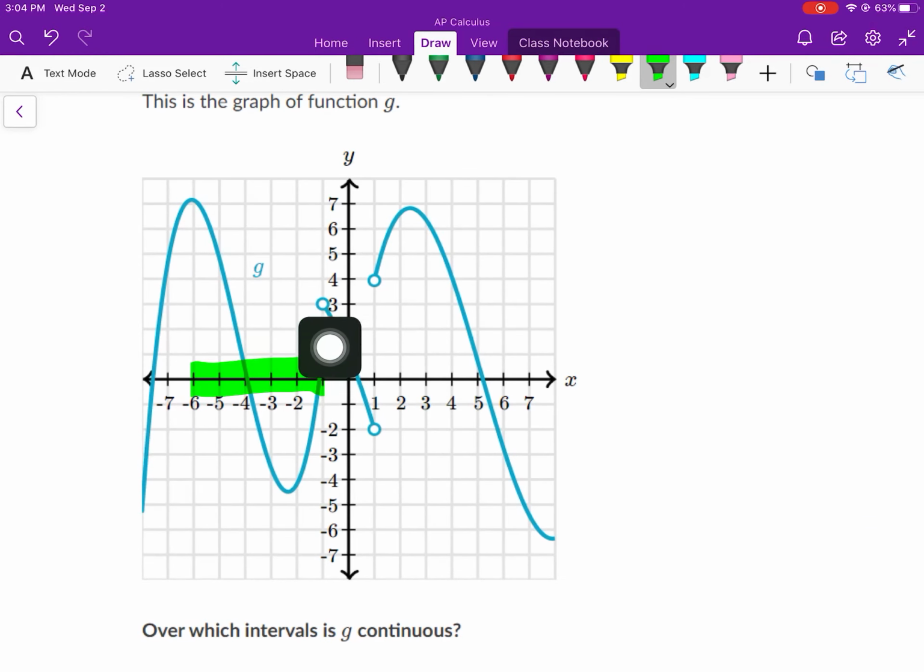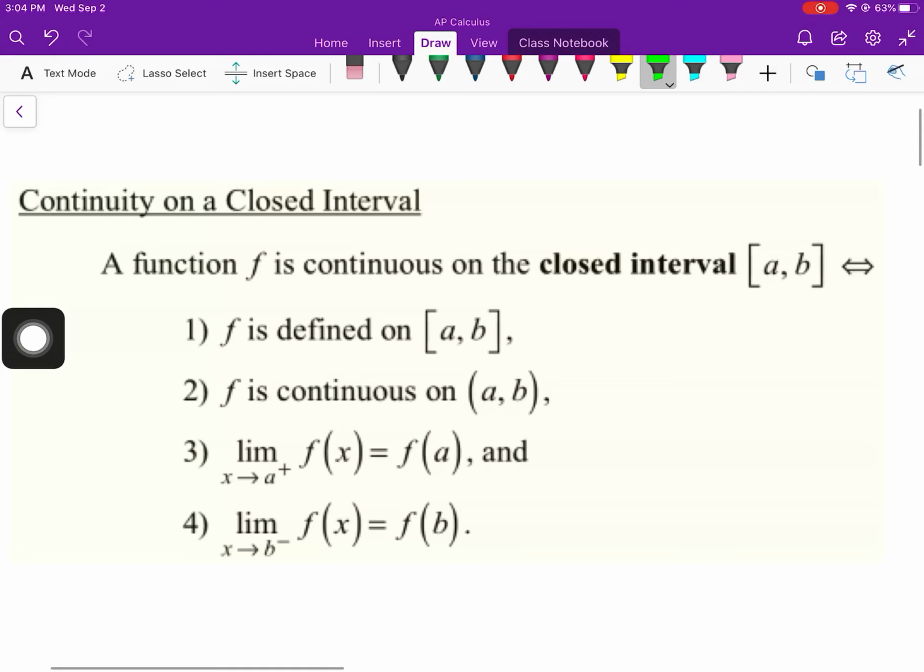What about right here, the very end at -1? It has a jump. That's why I brought this in, because that's usually where I was a little confused. So f is continuous on a closed interval if f is defined at every point on that interval. If f is continuous on every point except for the endpoints, see how it's open there, a and b, then the limit from the right equals f of a, and the limit as x approaches b from the left equals f of b.